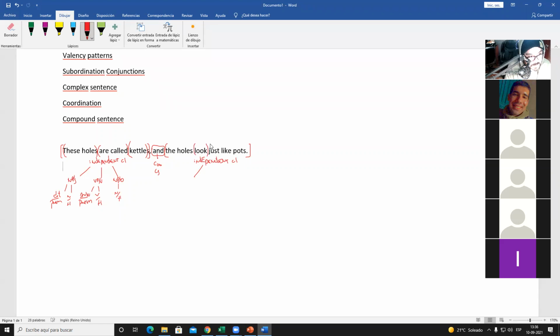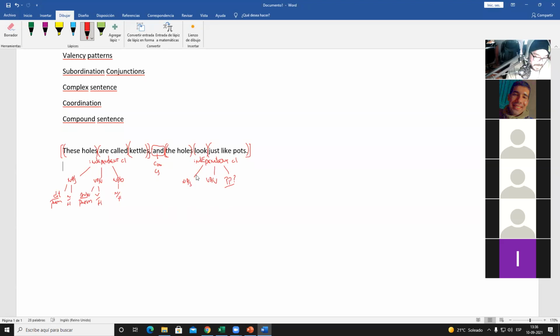Look, just like, okay, here we have something different, but it's practically the same idea, right? Three things: a noun phrase, subject, a verb phrase, verb, look, just like pots. I'm not sure about like, but I imagine this is something like a prepositional phrase, perhaps. I don't know. It doesn't matter for our analysis.